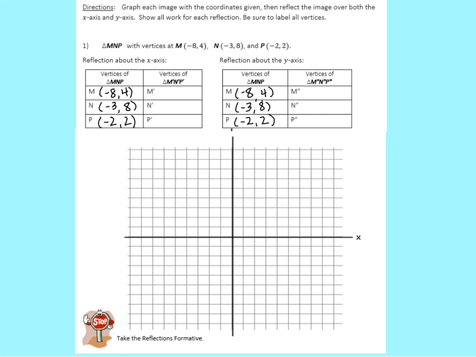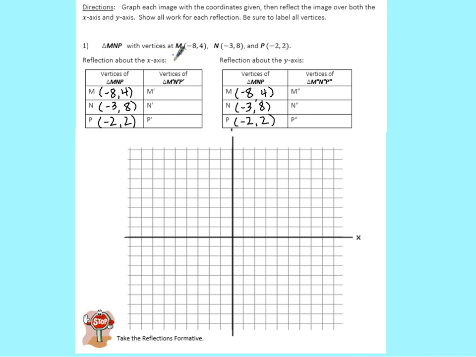Okay, so go ahead and try this example on page 7 on your own. I want you to graph each of the images, and then you're going to reflect it over the x-axis, and then reflect the original image over the y-axis. Make sure you're drawing all 3 of those triangles, and either label your vertices or draw them in different colors so you can keep track of which one is which. Go ahead and pause the video, then unpause when you're ready to check your work.